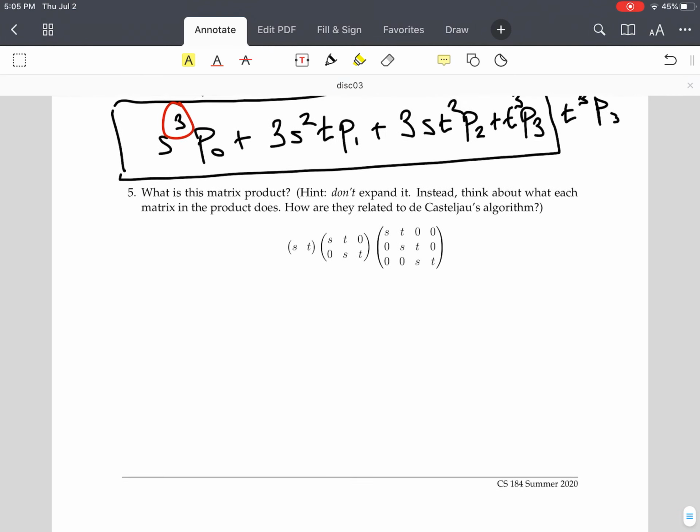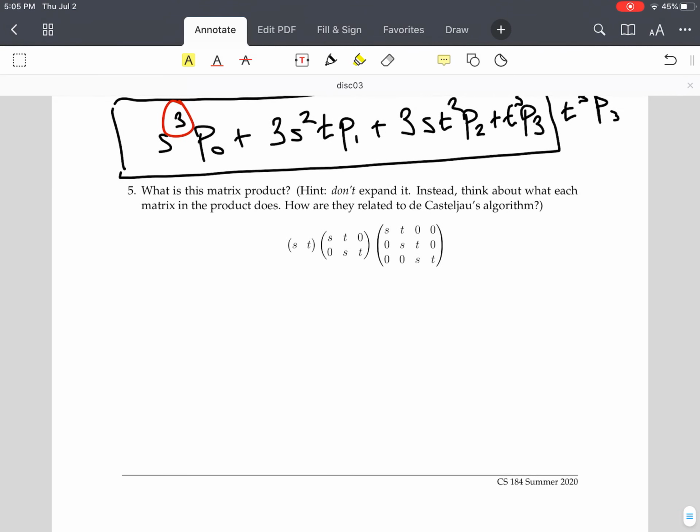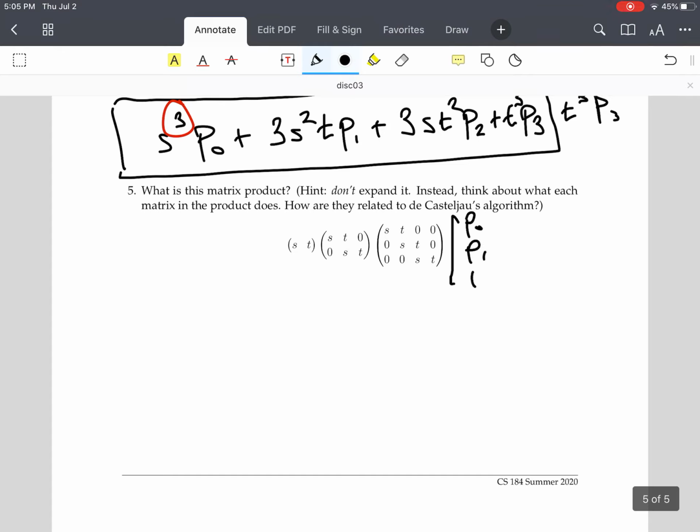And so, okay, the last part of this discussion, very last bit, is this matrix product. Okay, so it's a matrix product, has some s's and t's in there, and the hint says don't expand it. Instead, think about what each matrix in the product does and how they are related to the algorithm. Okay, so in order to do this, let's do something small. Let's add a vector right here. So it's going to be p0, p1, p2, and p3.